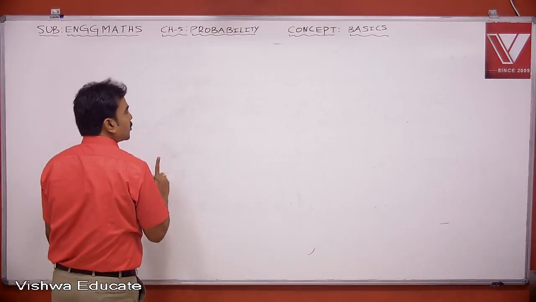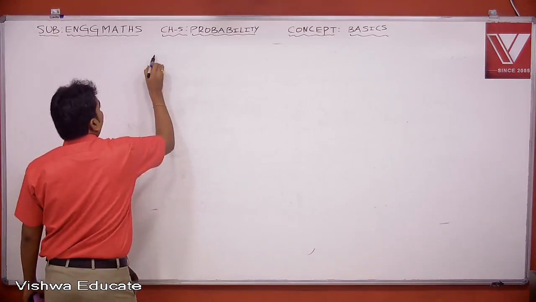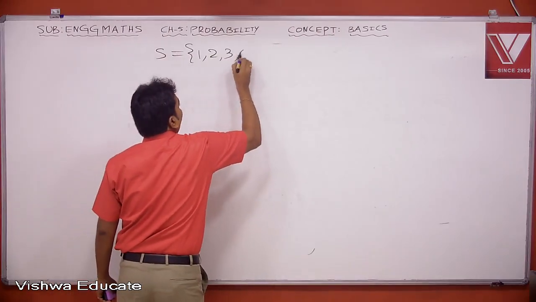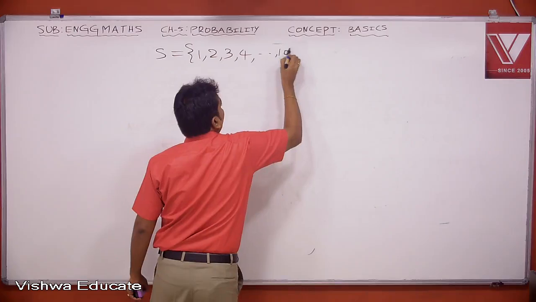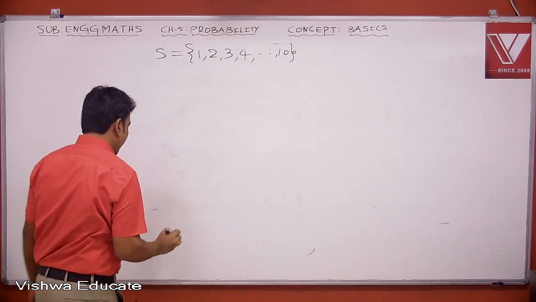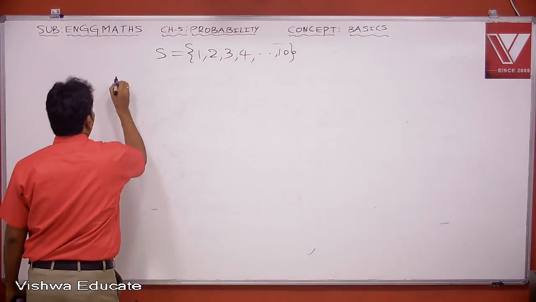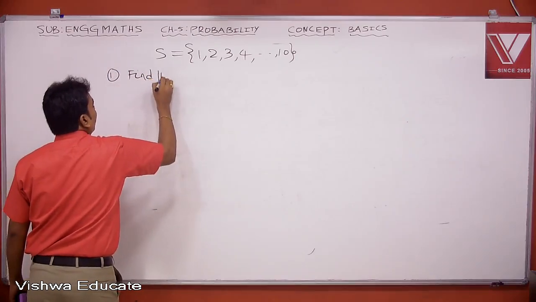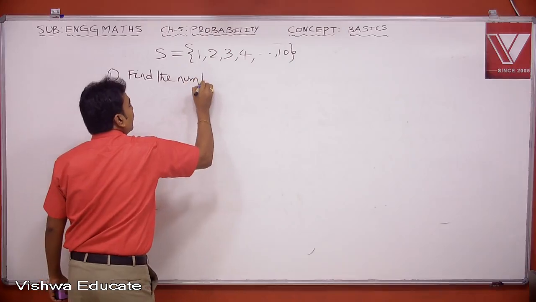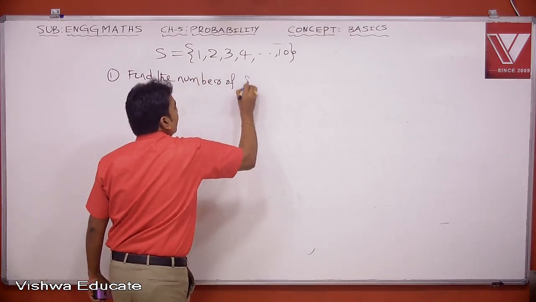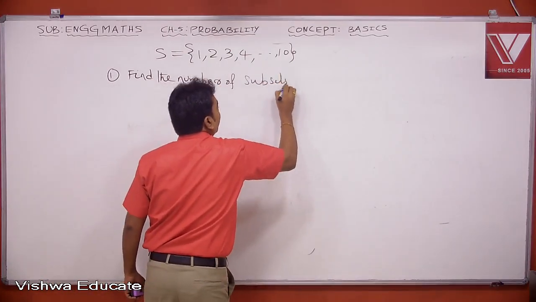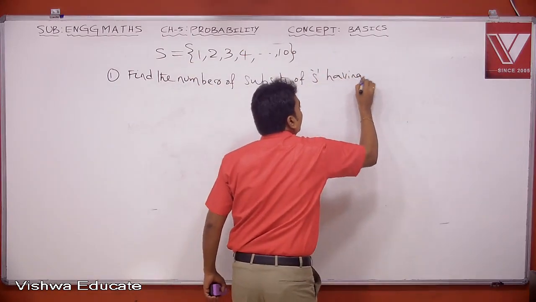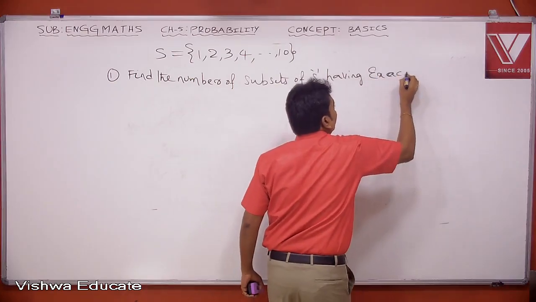Now let us discuss one question based on combinations. Suppose the set S is 1, 2, 3, 4, 5 and so on, up to 10. Now let us discuss a few queries on this. Question number 1 is, find the number of subsets of S having exactly two elements.